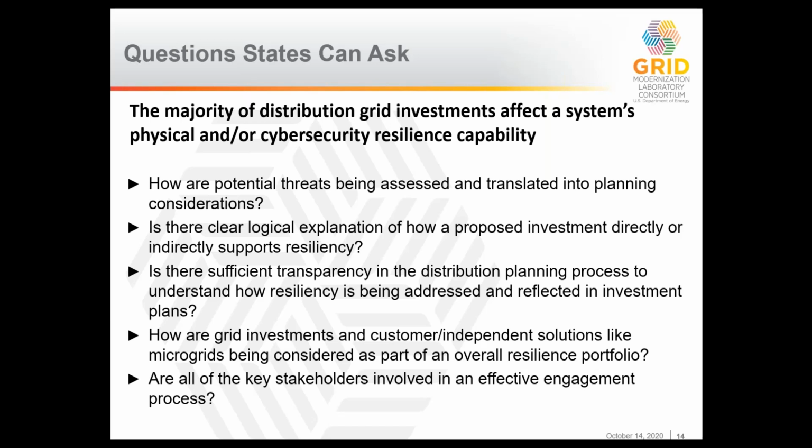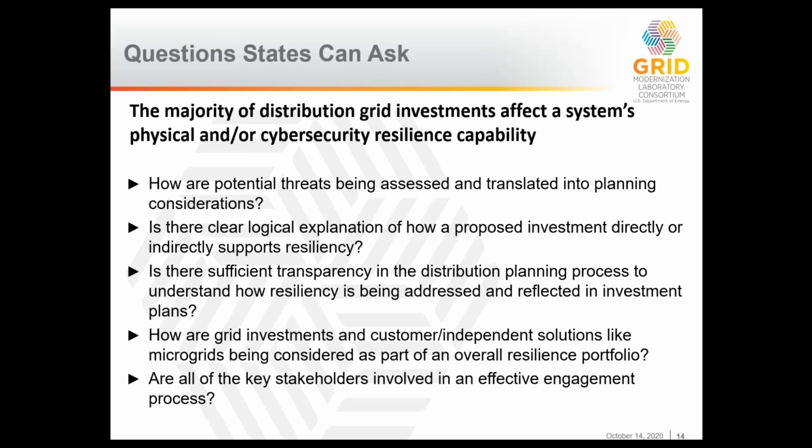Is there a clear, logical explanation of how a proposed investment directly or indirectly supports resiliency? There ought to be a pretty clear line of sight and logical discussion about how that fits, and that really gets to the third as well. As proposals come forward, in distribution plans, longer-term plans, but also in various rate cases or applications for funding, there ought to be clarity about how those investments link to the overall resiliency objectives. To the extent they're using some type of analysis like the bow tie I mentioned, they ought to be able to tie to whether the investment is about preventing an outage or mitigating the effects if there's a failure after the fact, and being able to reconcile that.